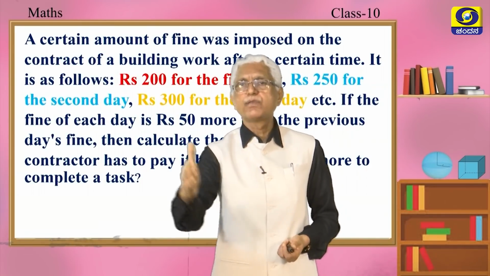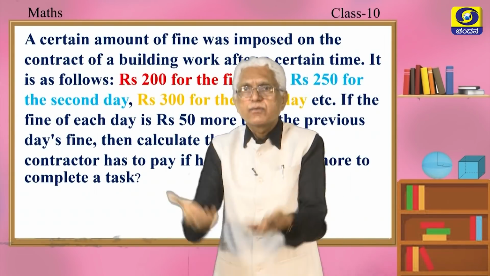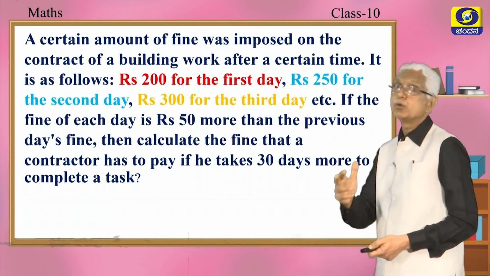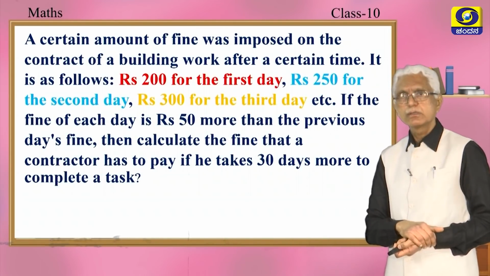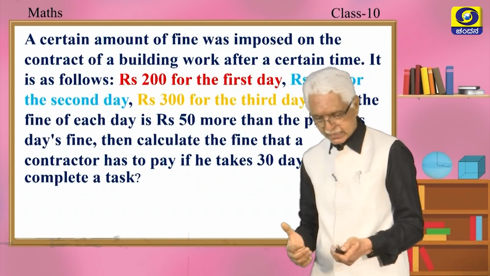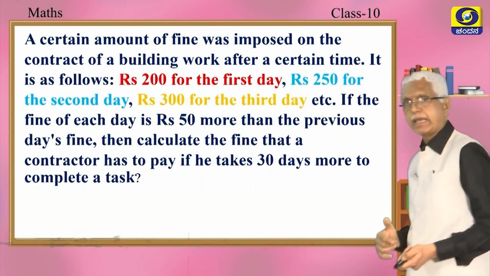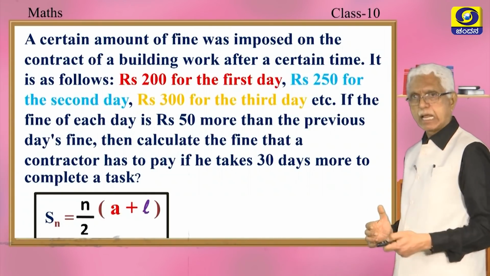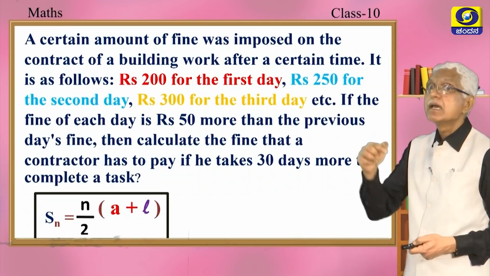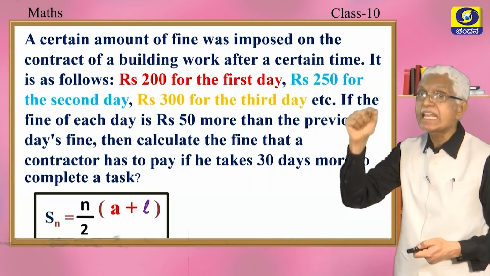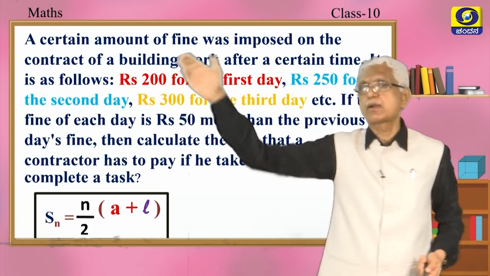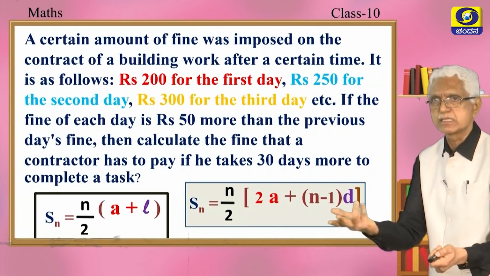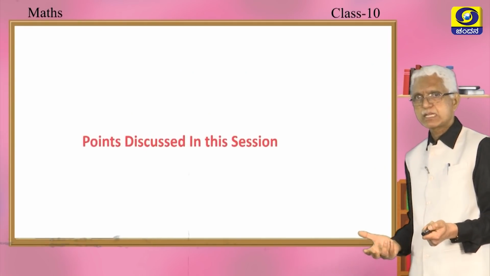And what is 200, 250, 300, 350? It is an arithmetic progression. Find the sum of the terms of that arithmetic progression. Sn is equal to n by 2 into 2a plus n minus 1 into d, you can use. And you will be able to get the total fine that the contractor has to pay. This is one application problem. You can use n by 2 into a plus l also, but you should know l. How will you know l? l is nothing but a30, because 30 terms are there. You can also use n by 2 into 2a plus n minus 1 into d as I told you just now. That is good, my dear children.